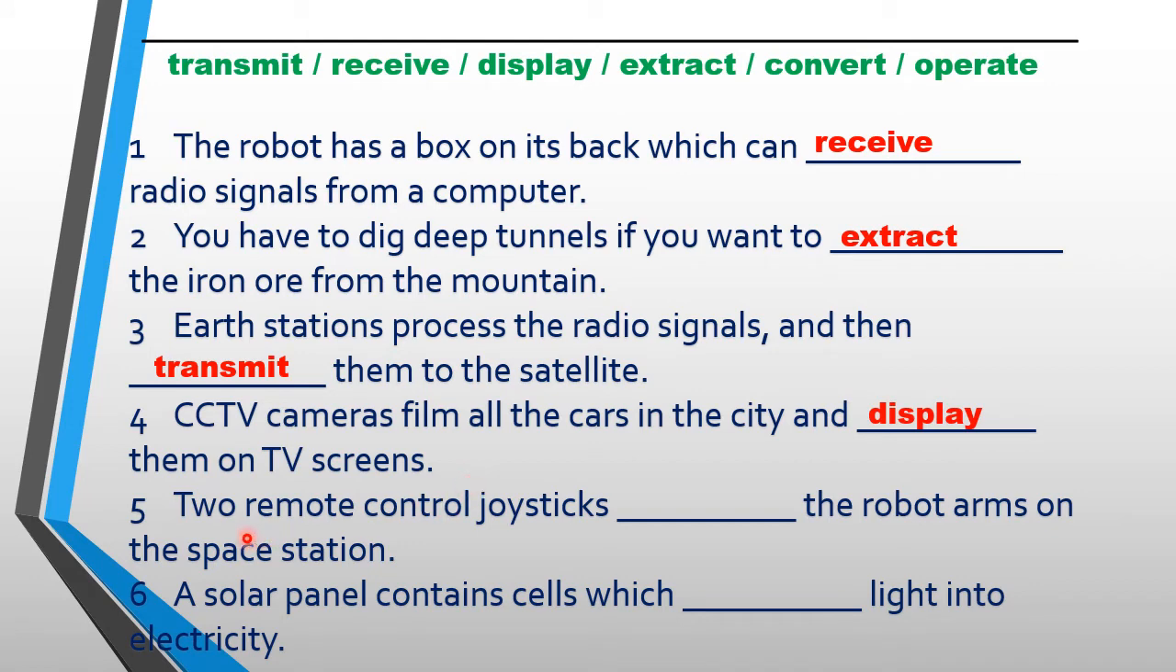Display. 5. 2 remote control joysticks the robot arms on the space stations. Operate. And the last one, a solar panel contains cells which light into electricity. Convert. Yes, cells which convert.